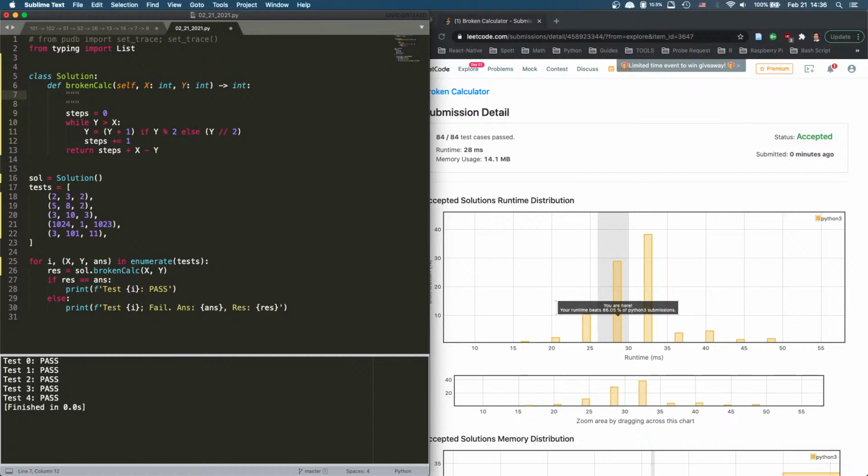Now, divided by 2 is not possible when y is an odd number. So whenever we see a y as an odd number and it is bigger than x, the only way to bring y down is to turn it into an even number, which is +1, and then divide it by 2. Exactly. So this is our reason.